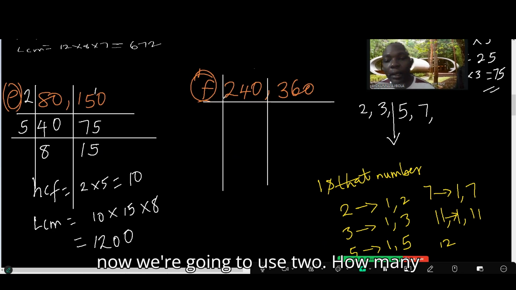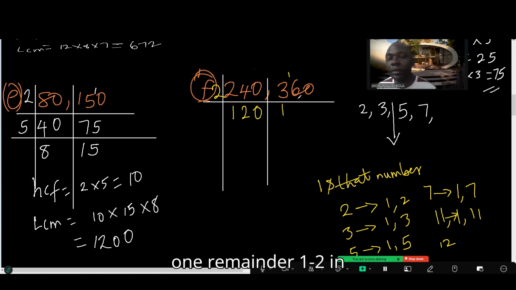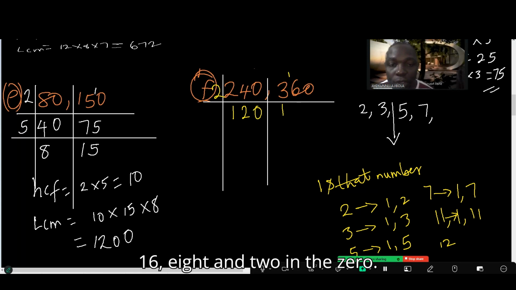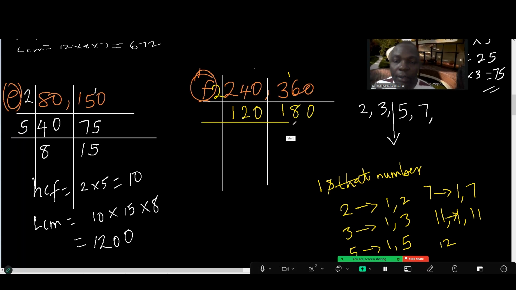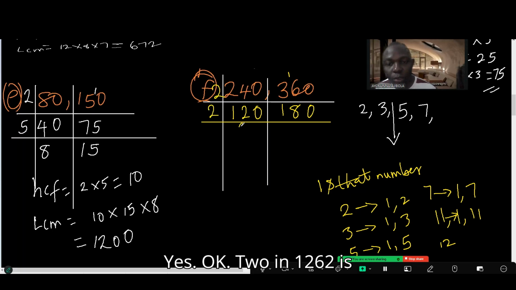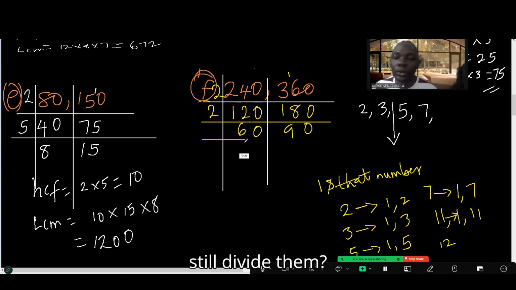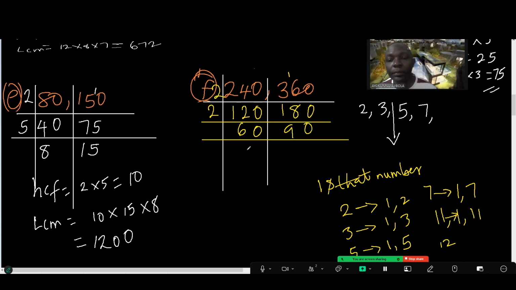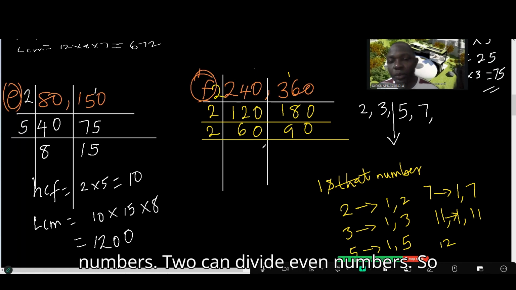Okay. Now, we're going to use 2. How many 2 in 2? 1. 2 in 4, 2. 2 in 0, 0. 2 in 3, 1, remainder 1. 2 in 16, 8, and 2 in this 0. Can 2 still divide them? Yes. Okay. 2 in 12, 6, 2 is 0. 2 in 18, 9, 2 is 0. Can 2 still divide them? Yes, because they are even numbers. 2 can divide even numbers.